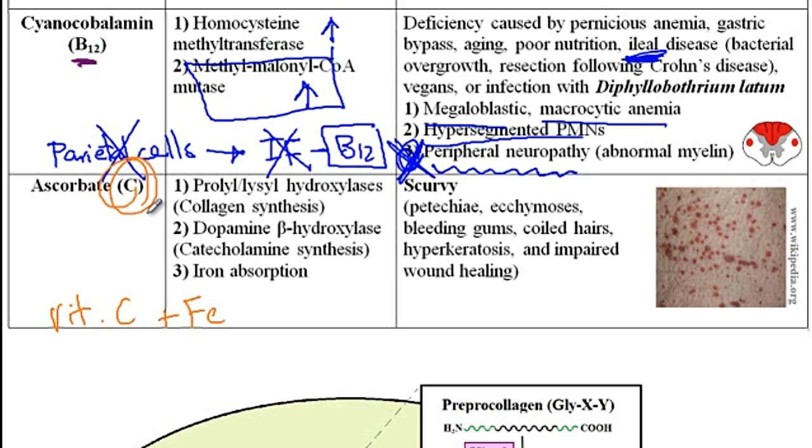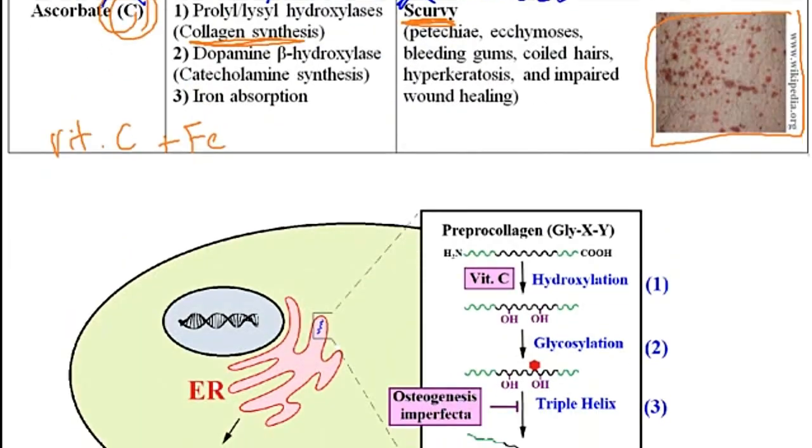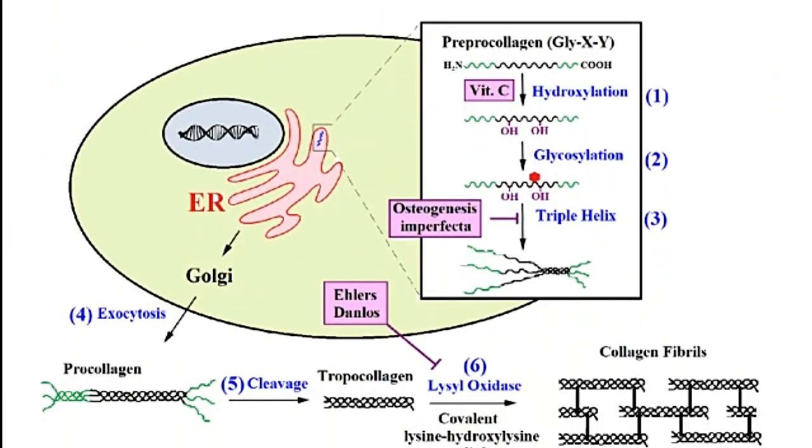Now, complications of vitamin C deficiency include scurvy, and that is due to the interruption of the collagen synthesis pathway, as a consequence of which patients can present with petechiae. They could have ecchymosis, bleeding gums, coiled hairs, hyperkeratosis, as well as impaired wound healing. So let me show you the collagen synthesis pathway next, so that you know why vitamin C is important.